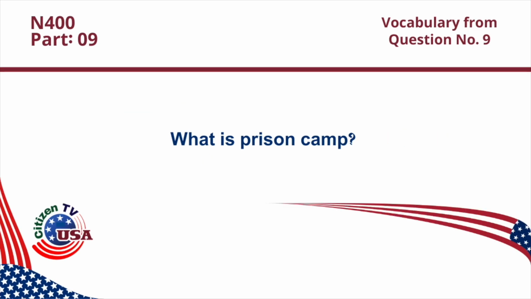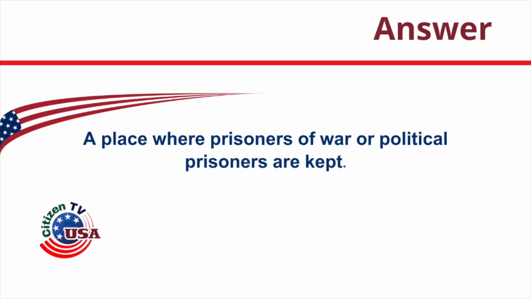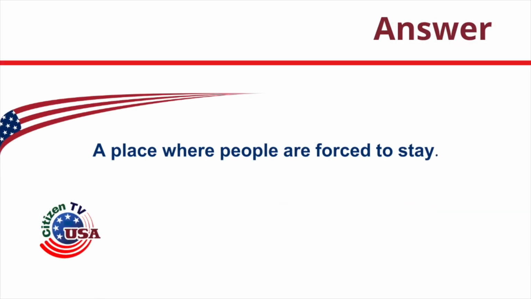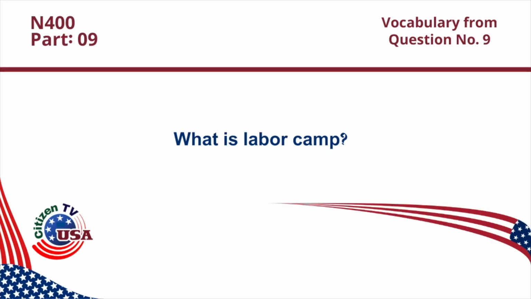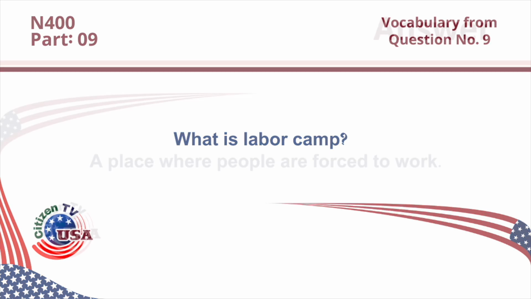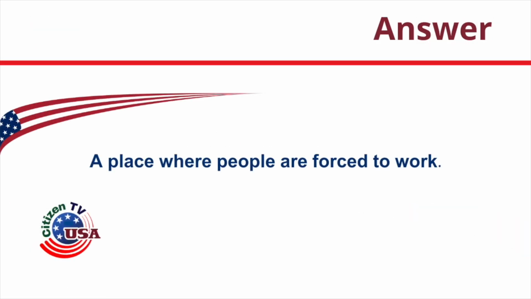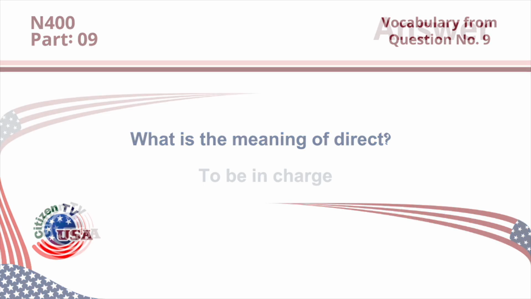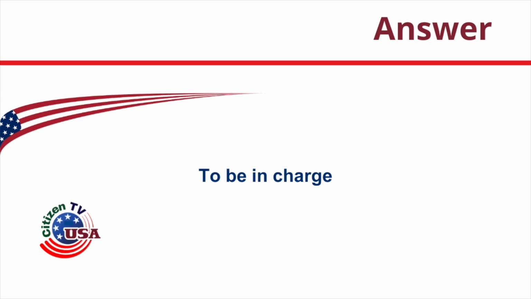What is prison camp? A place where prisoners of war or political prisoners are kept. What is detention facility? The place where people are forced to stay. What is labor camp? The place where people are forced to work. What is the meaning of direct? To be in charge.